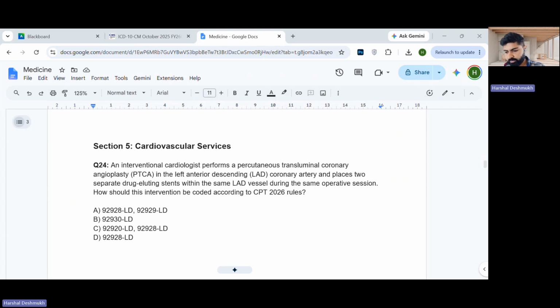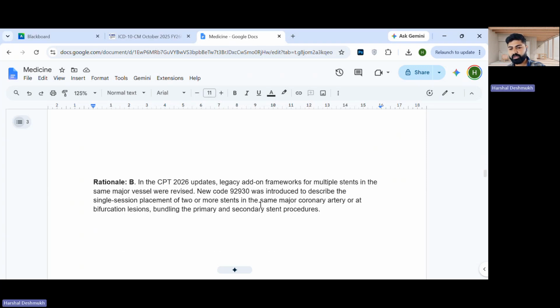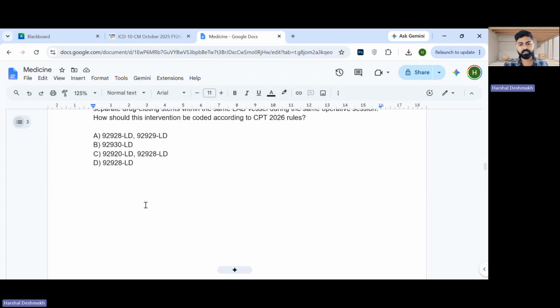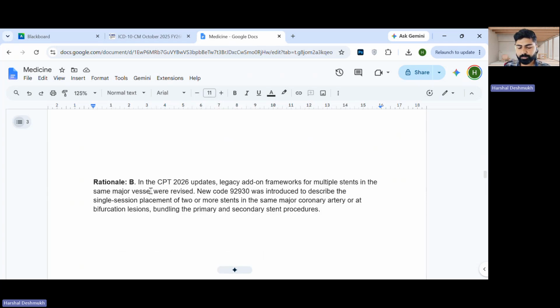All right. The answer to this question, question 5, is option B. So according to new rules, multiple stents in the same major vessels are revised. New code 92930 was introduced to describe the single session placement of two or more stents in the same major coronary artery or bifurcation lesions. So that is why option B is appropriate here.